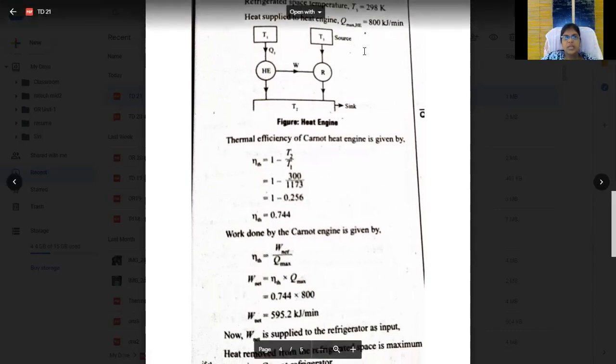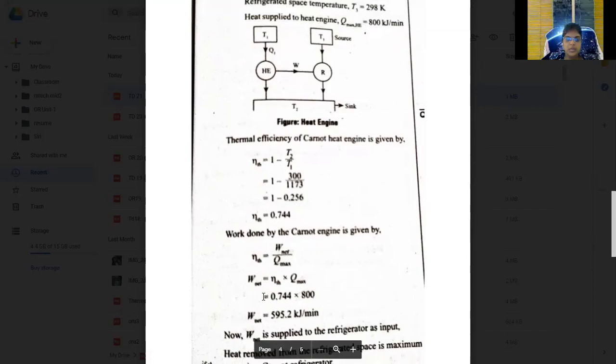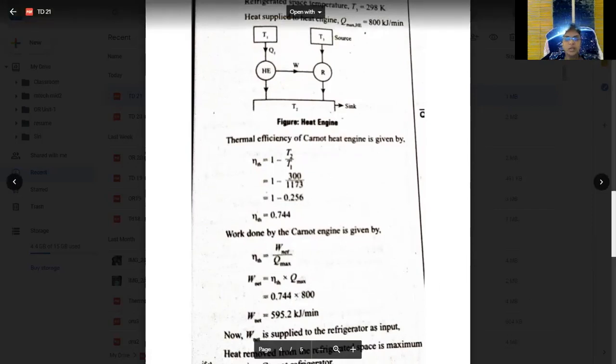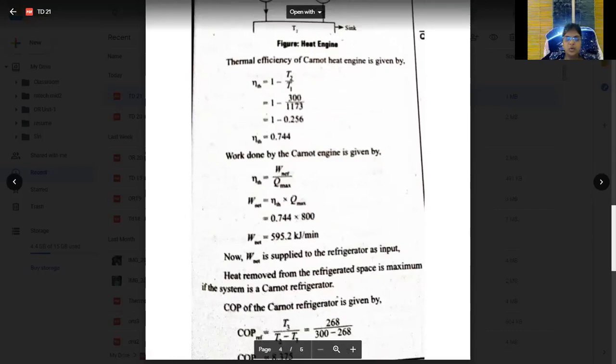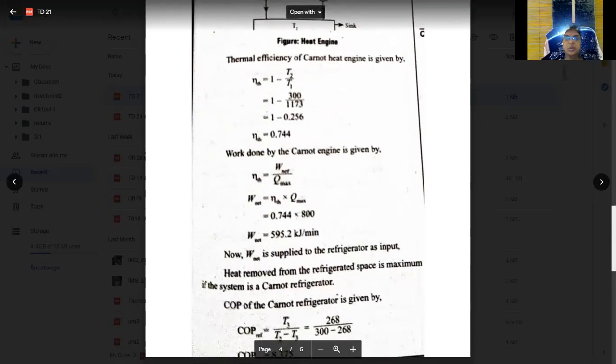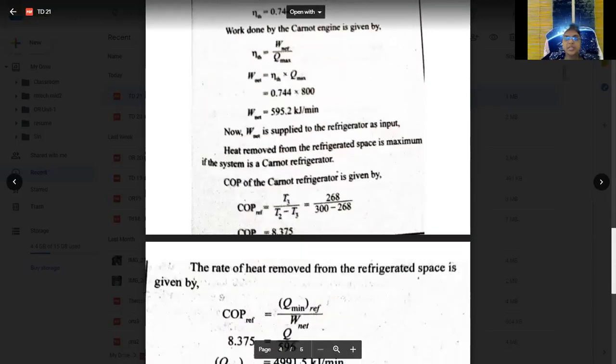The heat supplied to the heat engine is QS here. W net is the thermal efficiency into Q max, 0.744 into 800. We got W net work done as 595.2 kilojoule per minute. Now the work done is supplied to the refrigerator as input. Next, the heat removed from the refrigerated space is maximum if the system is a Carnot refrigerator.